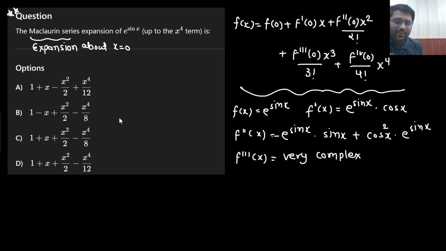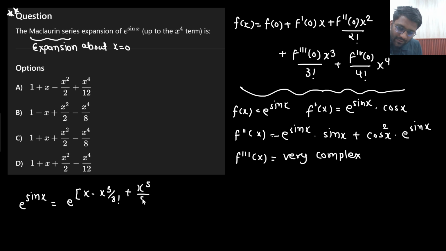Here maximum power is x to the power 4. What is written? E to the power sin x is written. Can I replace sin x with x minus x cube by 3 factorial plus x to the power 5 by 5 factorial and so on? Then minus sign would come up and so on.